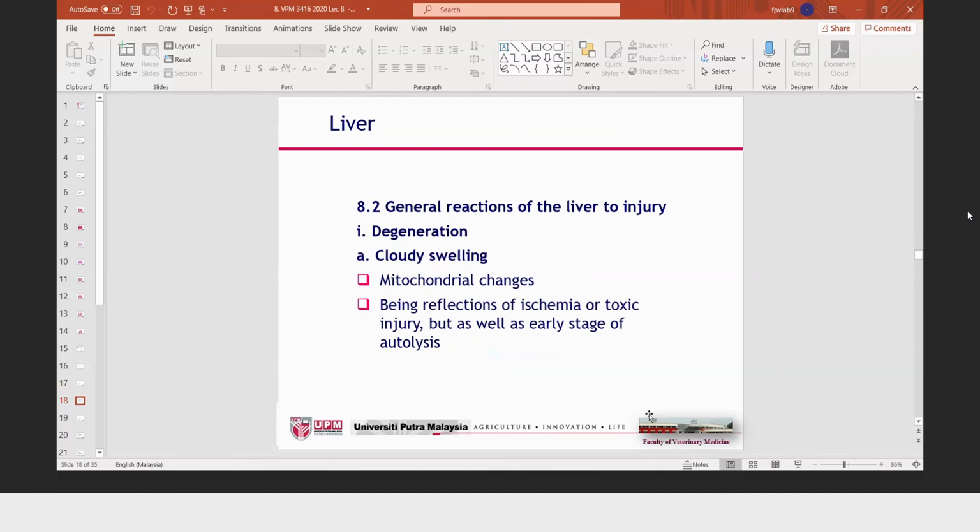Degeneration can be classified as cloudy swelling. Cloudy swelling is due to changes in the mitochondria, and this is associated with ischemia or toxic injury, but sometimes also occurs as a result of an early stage of autolysis. So be careful, when you have cloudy swelling it can also be a result of postmortem change, or what we call autolysis. Yeah? So one is cloudy swelling.